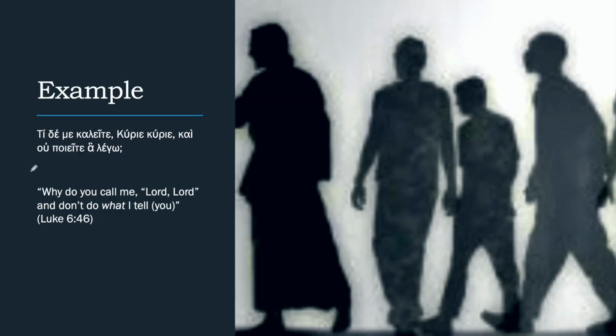Here's another example. Ti de me kaleite, Kyrie, Kyrie, kai ou poieite ha lego? That's a question. So Jesus is confronting people and he's saying, why do you call me, and this is a vocative, Lord, Lord, and you do not do what I say to you, or the things that I say to you. So again, this is a neuter, it's accusative, and it's plural. Okay. The things that, or what, I tell you.